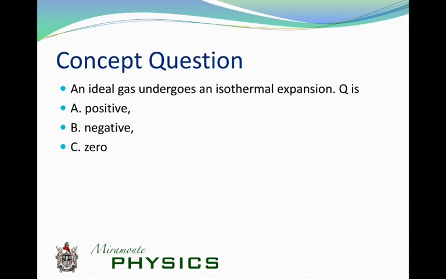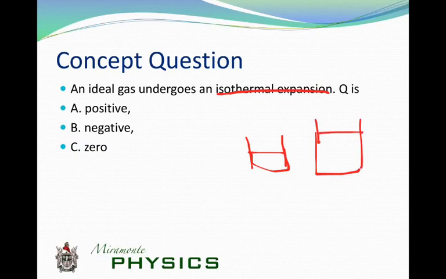An ideal gas undergoes an isothermal expansion. Q is what? So isothermal means what? It means constant temperature. So if something is going to undergo an expansion, that stays at the same temperature. So think about a piston that starts at this level and goes to a bigger level. In order for it to expand, I will have needed to increase the pressure. And in order to increase the pressure, I will have needed to have added heat. So an isothermal expansion, even though it could be at the same temperature, Q has got to be positive.